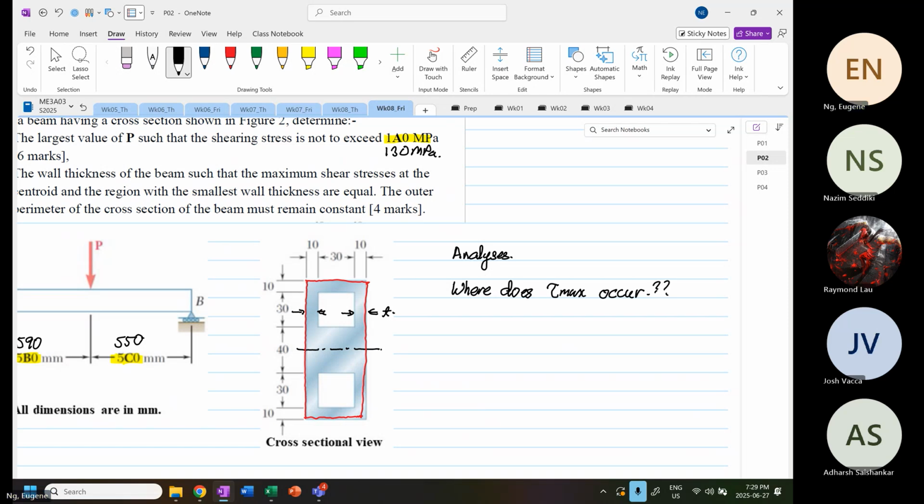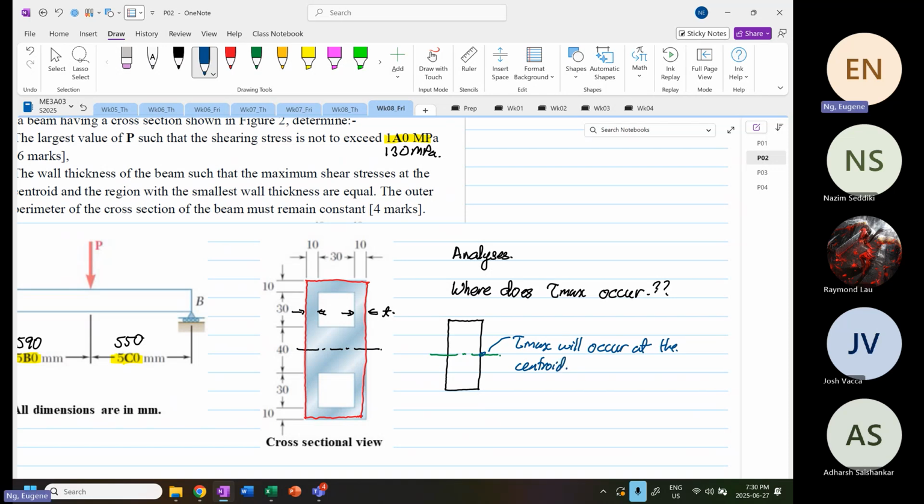Right. So I'm going to... This is not so obvious. Okay. It's only obvious if we have a non-hollow section. As you can see, if it's non-hollow, at this point tau max will occur at the centroid.